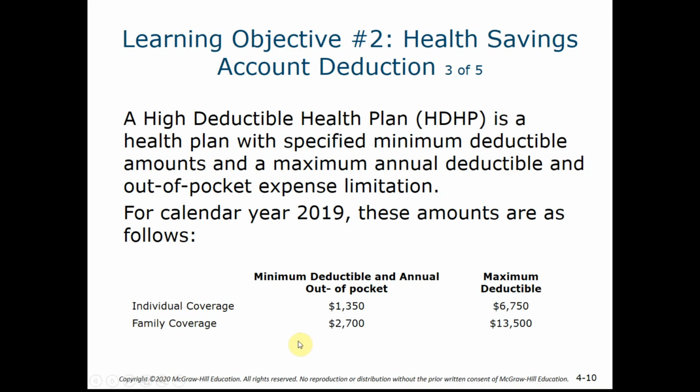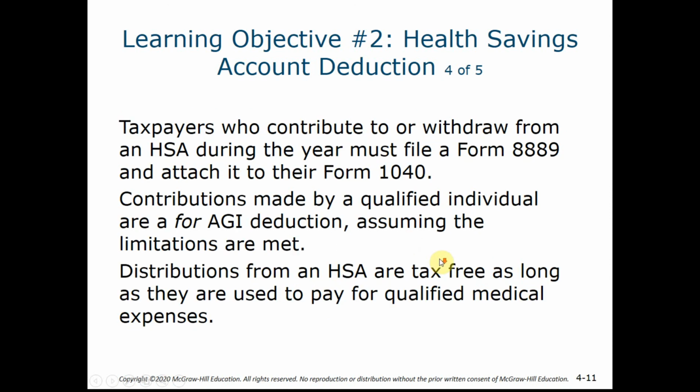And by the way, for family coverage, the limits go up to a minimum deductible and annual out-of-pocket of $2,700, and then the maximum out-of-pocket jumps up to $13,500. So the family coverage is double what the individual coverage ranges are. Again, these are for the deductibles to qualify for the health savings account deduction.